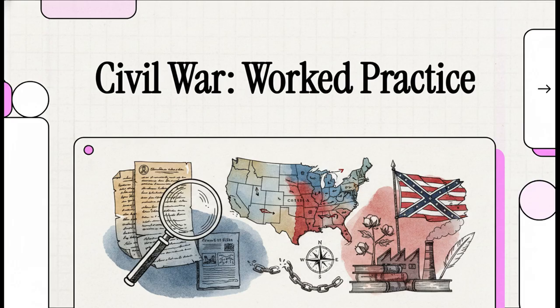But we aren't just going to sit here and memorize dates. Instead, we're going to look directly at the primary and secondary sources provided by the Library of Congress and the National Archives. We'll be examining the underlying causes, the deep divides, the strategic advantages, and the immense challenges of this era. All right, let's just dive right in.